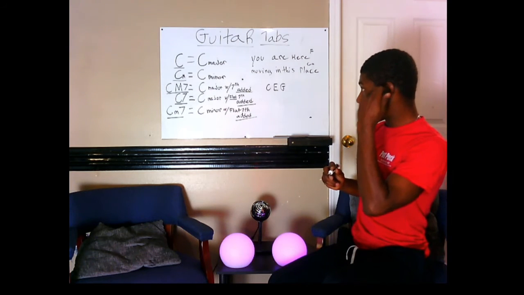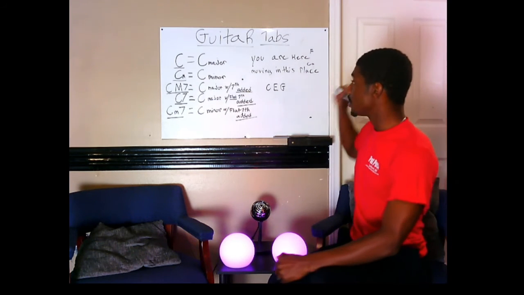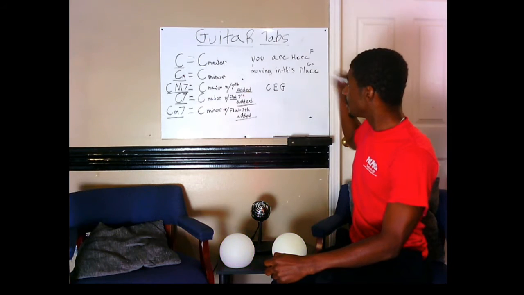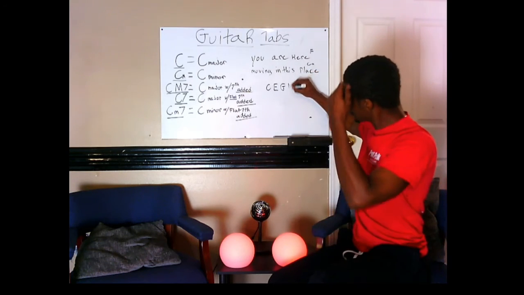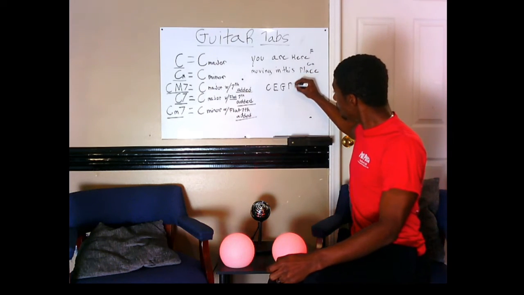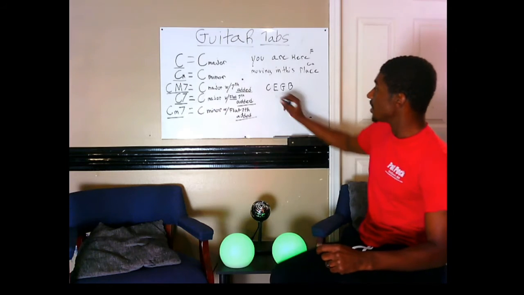That's the 1, the 3, and the 5. C, E, G. And then you're going to add that B. So you have a C, an E, a G, and a B.